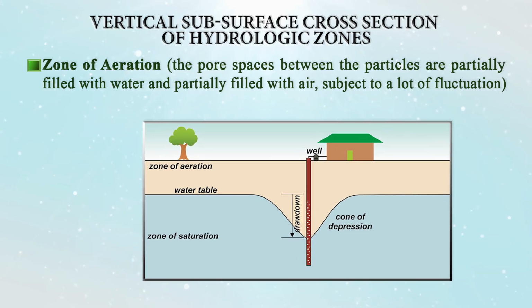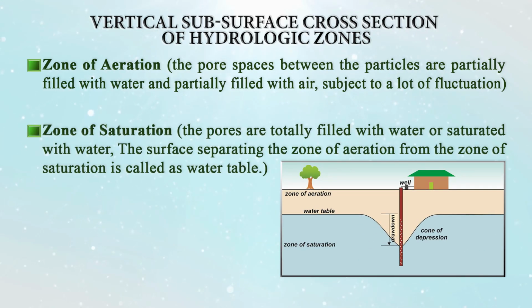And another zone is the zone of saturation, where the pores are completely filled with water or saturated with water. So the surface separating the zone of aeration and zone of saturation is also called the water table, because the water table is the level at which the soil becomes saturated with water.